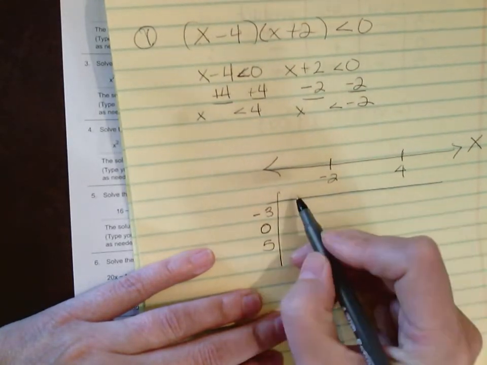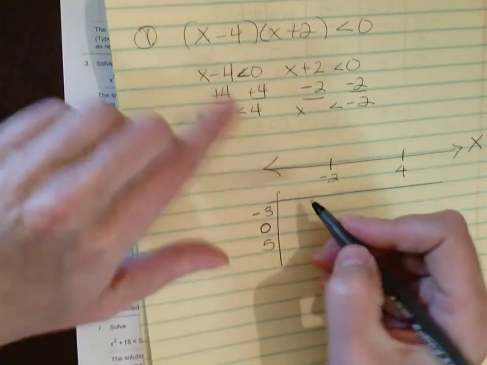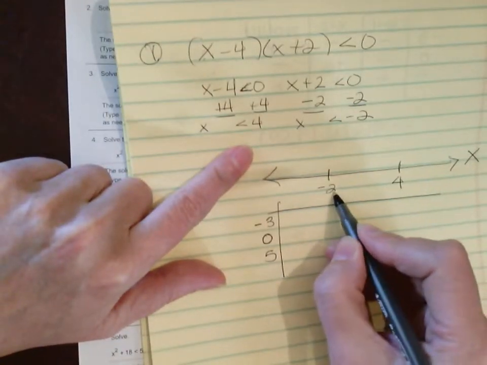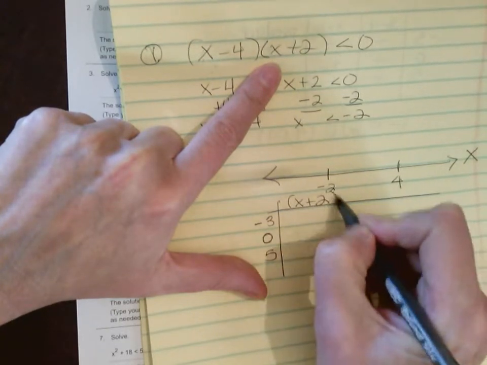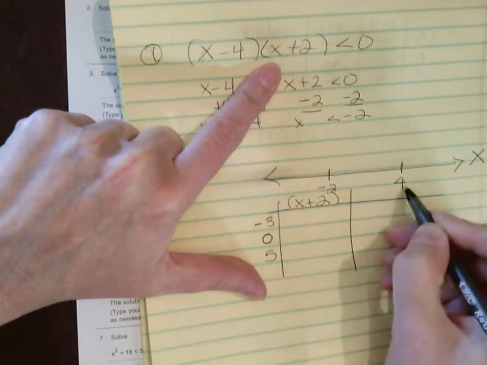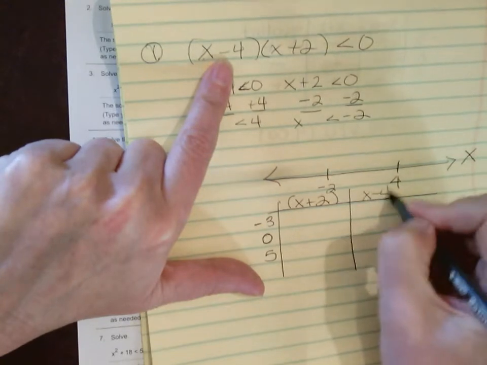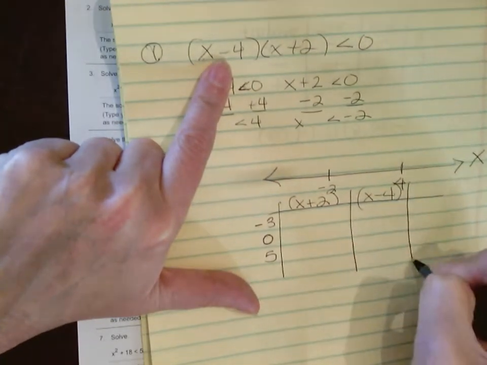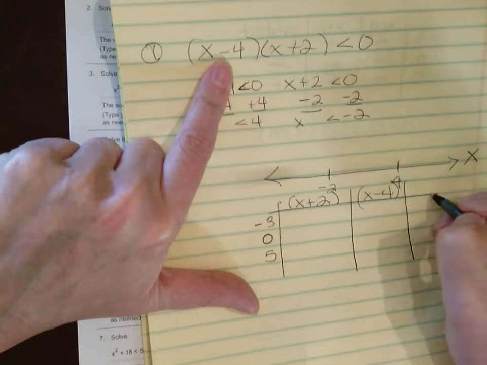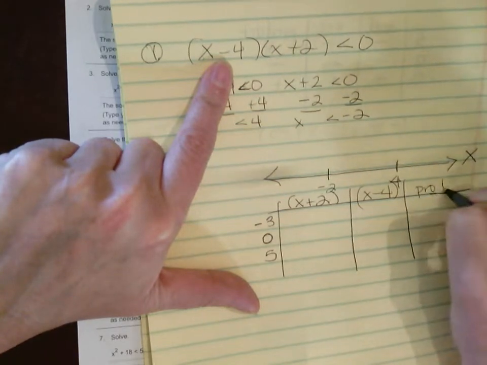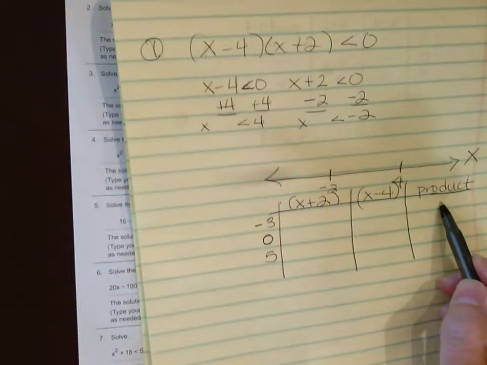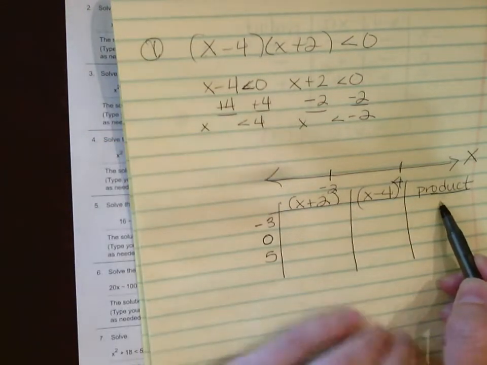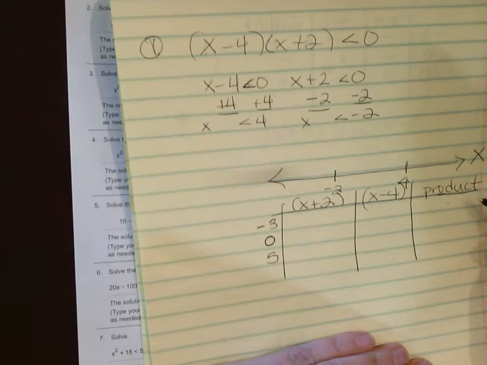Now, I'm going to set these up. So let's see. This x plus 2 came from this factor here. So we'll just plug it. We'll make this one area. The 4 came from x minus 4. Now, we're going to think of these multiplied together. And all we really need to know is the sign of what the answer would be when I multiplied it together. And since the answer to a multiplication problem is called the product, I'm just going to call this column the product.